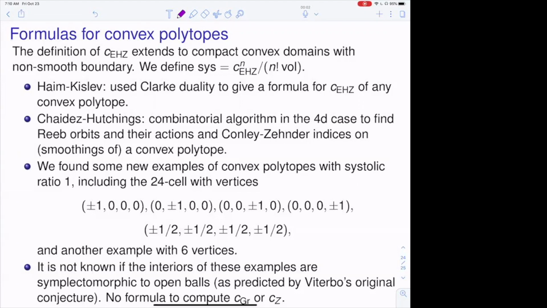So the weak Viterbo conjecture is equivalent to the statement that for every convex polytope, the systolic ratio is at most 1. And Pazit Haim-Kislev has a formula for this. It's a very complicated min-max kind of formula. But if you can process that formula, then boom, it tells you c_EHZ of any convex polytope in R^2n.